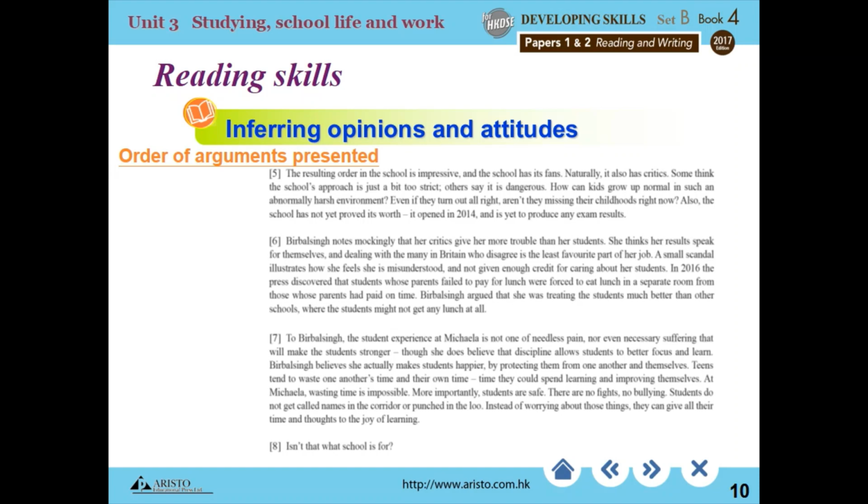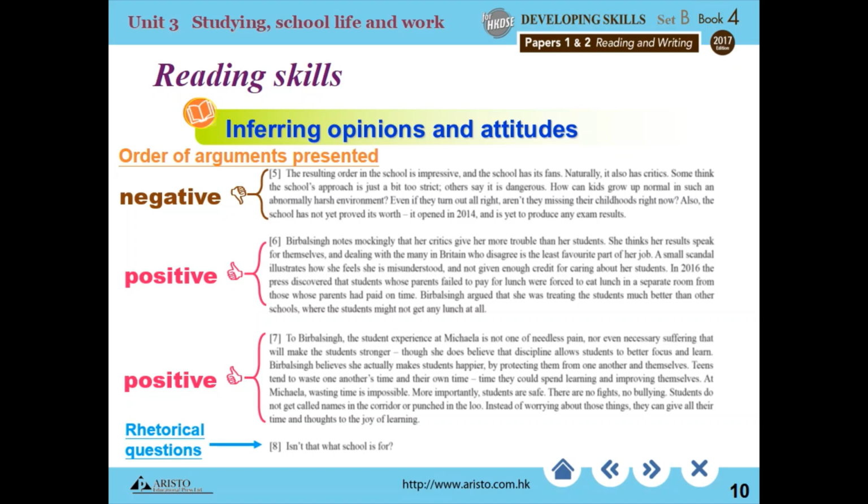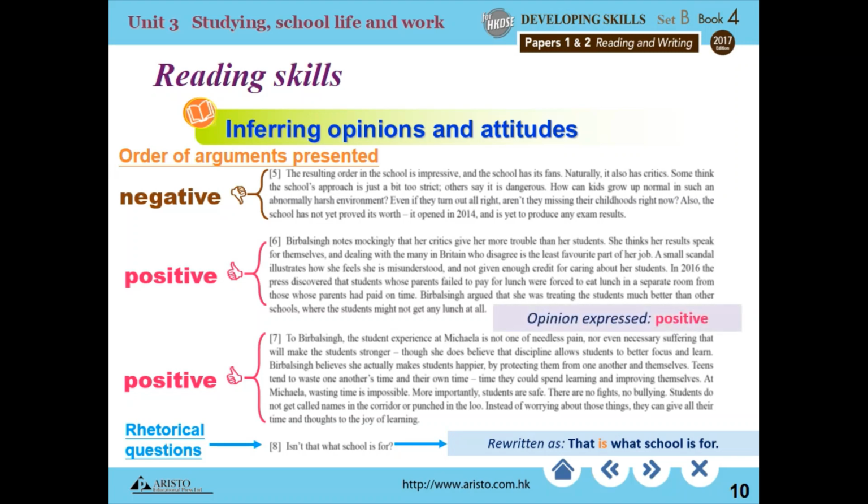For example, in this passage, the paragraph on the top presents a negative opinion of the way a school is run, but is followed by two paragraphs that describe the school in a positive way. The writer then ends the text with a rhetorical question that asks, "Isn't that what school is for?" Which really means, that is what school is for. So, from these, we can see that the writer actually has a rather positive opinion about this school.